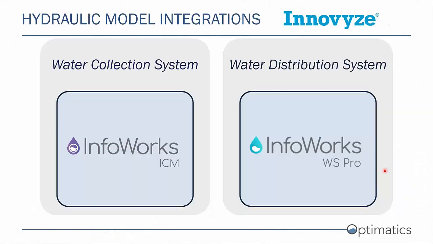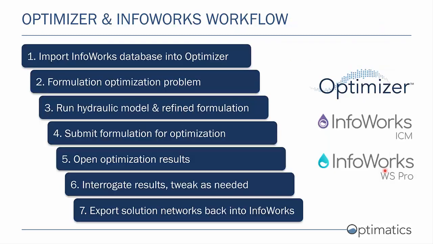So just briefly here around our integrations with Innovise products. On the collection side, we integrate directly with InfoX ICM, and on the distribution side, obviously, with WS Pro. Taking a few moments here to walk through what the workflow is between working with WS Pro and Optimizer. We start by importing the InfoX database into Optimizer, and that's something that we've built with Innovise to directly connect into the database. So we can connect that through WS Pro Exchange.